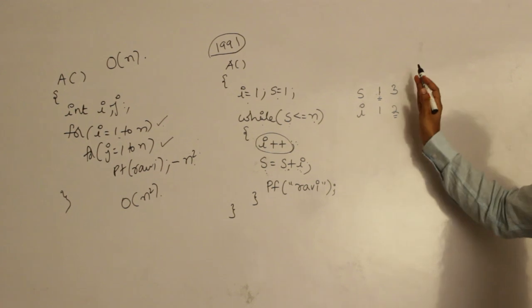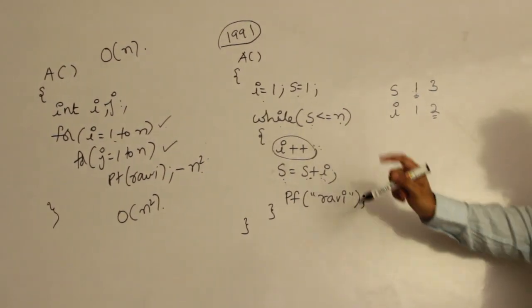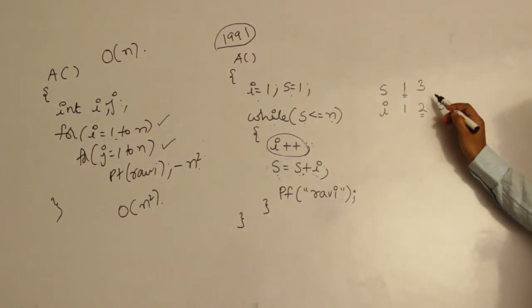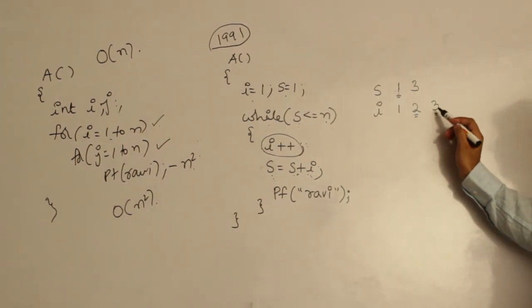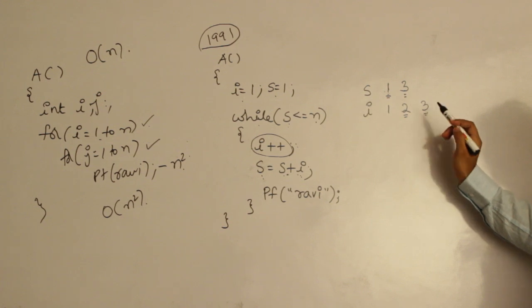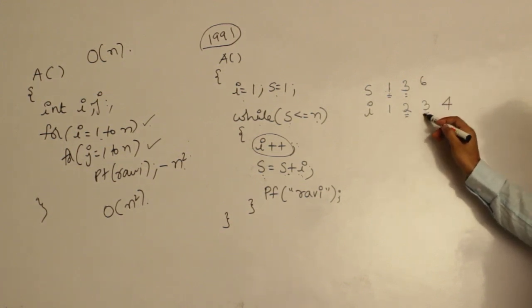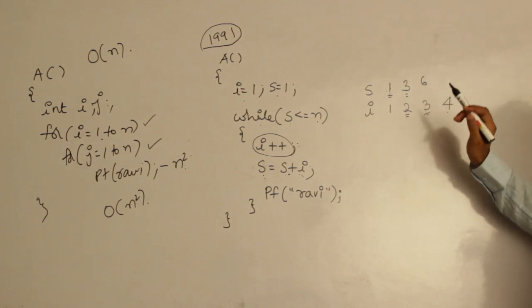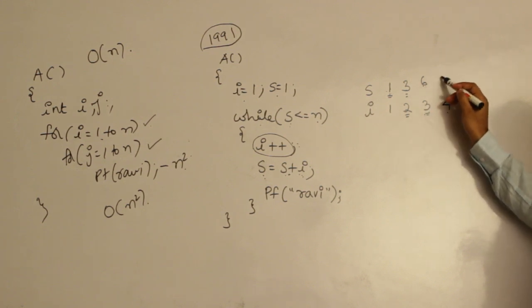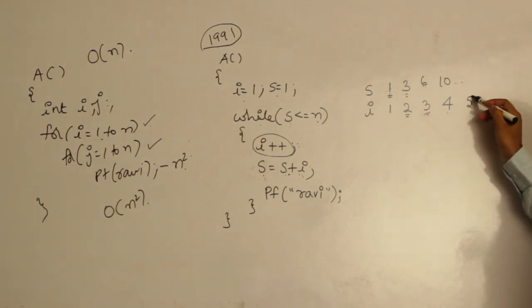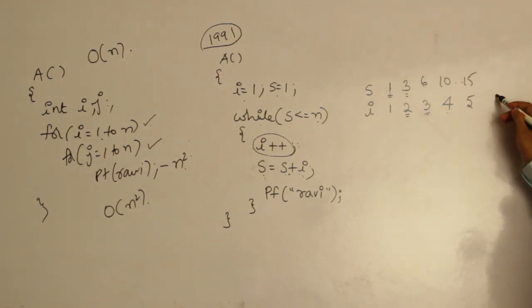And then this is the second time, and again one more time when it enters the loop, I is going to be incremented by 1 and s is going to be incremented by I. So s value plus I, which is 6, and again I is incremented by 1, but then s is going to be incremented by 6 plus 4, which is 10, and so on. So maybe do one more time, 5, 15, one more time, 6, 21, and so on, right?